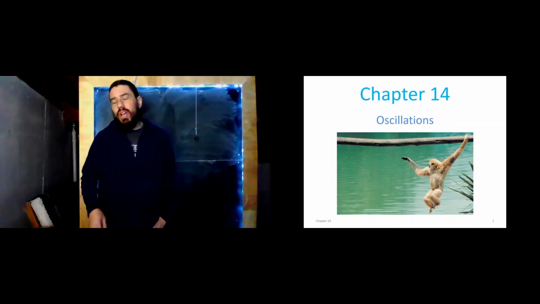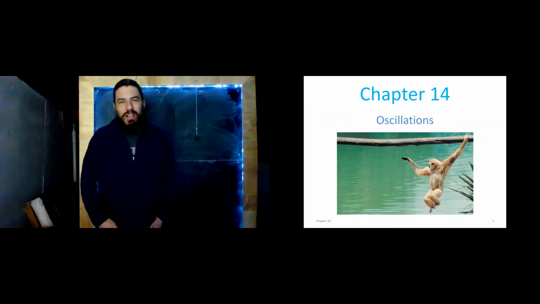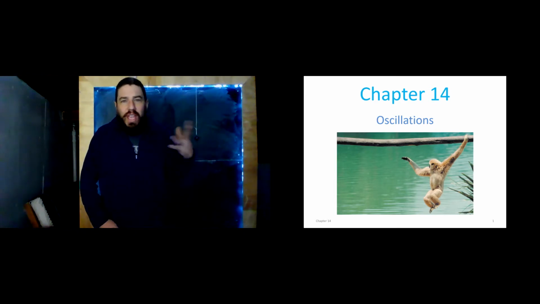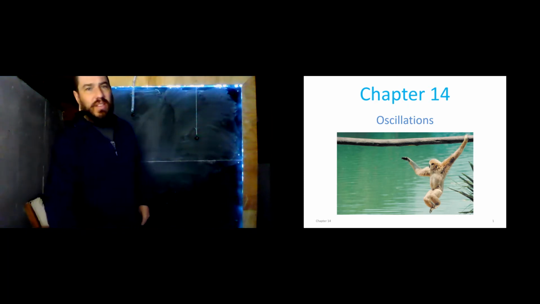In this segment, I want to start Chapter 14. Chapter 14 is all about oscillations. What's an oscillation? Well, an oscillation is just a fancy word for something wiggling back and forth in a repetitive manner. And so all kinds of things oscillate in nature.